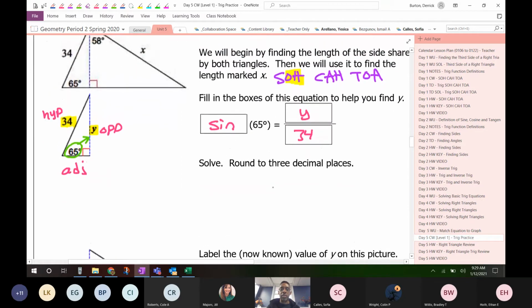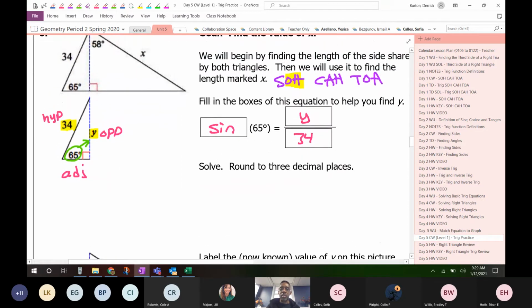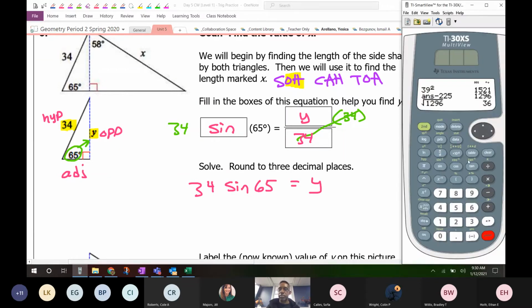Okay, so we have to solve this. When the variable is in the top, that is when you multiply. So we're going to multiply both sides by 34. All right, that will cancel these out. So we're going to get 34 sine 65 is equal to y. Calculator time.